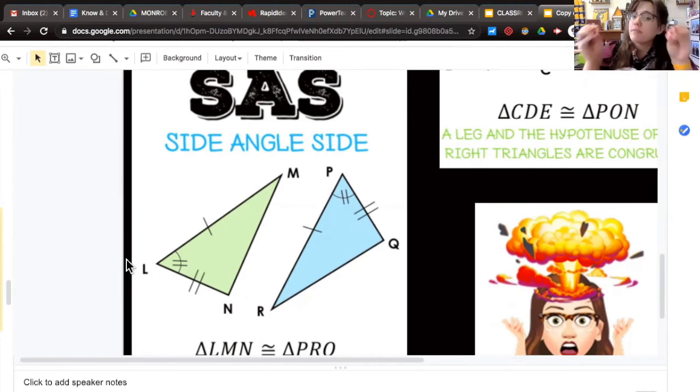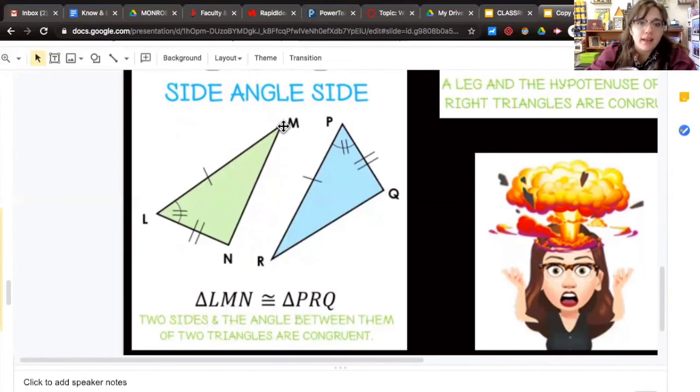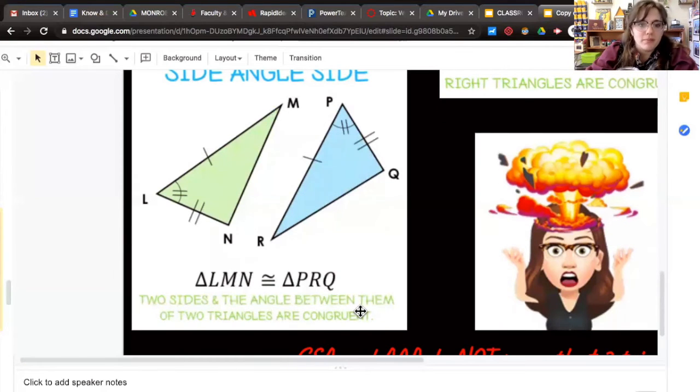If 2 triangles have those same parts, they are congruent because of the side, angle, side theorem, or postulate, whatever it is, because of side, angle, side. So here, triangle LMN is congruent to triangle PRQ because L corresponds to P, M corresponds to R, N to Q. Those 2 triangles are congruent because of the side, angle, side theorem, which is 2 sides and an angle between them.